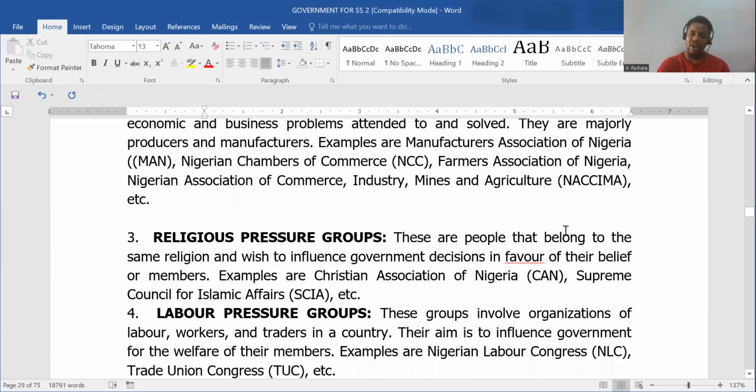Religious pressure group. These are groups that belong to the same religion and wish to influence government's decision in their favor. For example, Christian Association of Nigeria, we have Supreme Council of Islamic Affairs, we have Miyetti Allah, right? So there are religious pressure groups.